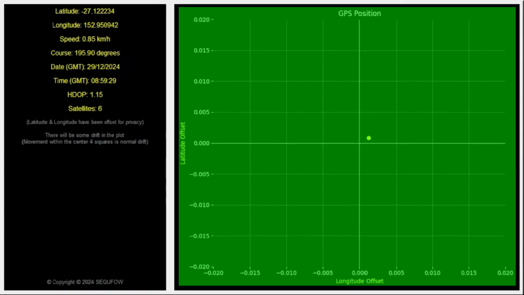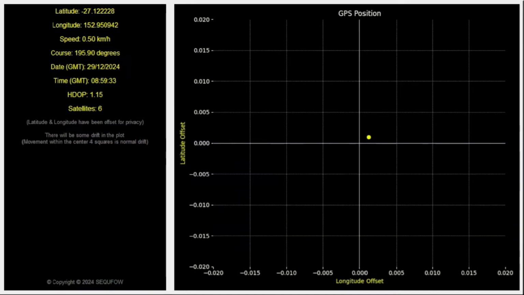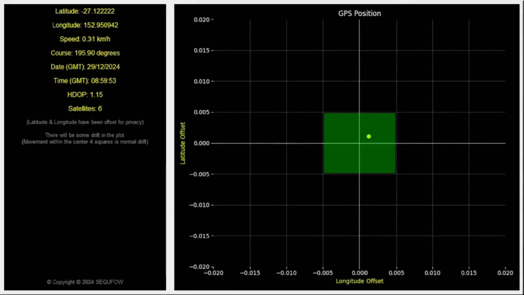Now, let's move over to the plot panel. This is the one to watch for anomalies. The dot near the center is the GPS position. If there is any sudden movement, it might be an indication of a UFO in the vicinity. There will be a small amount of drift from center. This is normal, but if the dot suddenly moves, say, outside of the 4 center squares, then something has been detected.